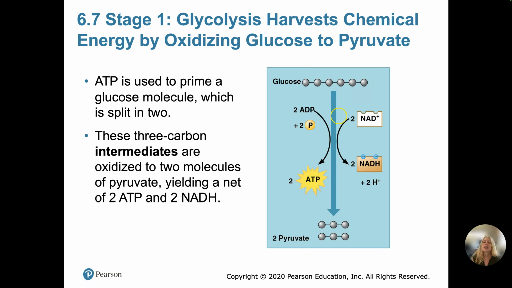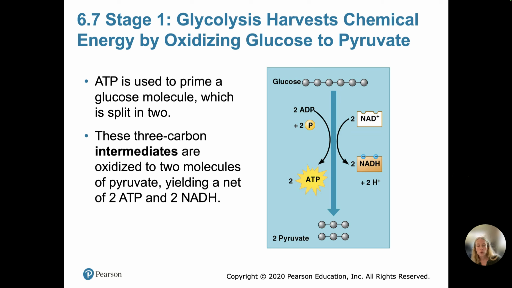Throughout the process of glycolysis, we see that glucose is oxidized and NAD plus is reduced. Remember, reduction is gain. NAD plus gains 2 electrons throughout this process to become 2 NADH, and then 2 hydrogen ions are produced as well. Throughout glycolysis, 2 ADP molecules are also phosphorylated back into ATP. The result of all of the steps of glycolysis are 2 pyruvate molecules. Pyruvate is a 3-carbon molecule, so we see that the glucose, which was a 6-carbon molecule, has been split up into 2 3-carbon molecules.